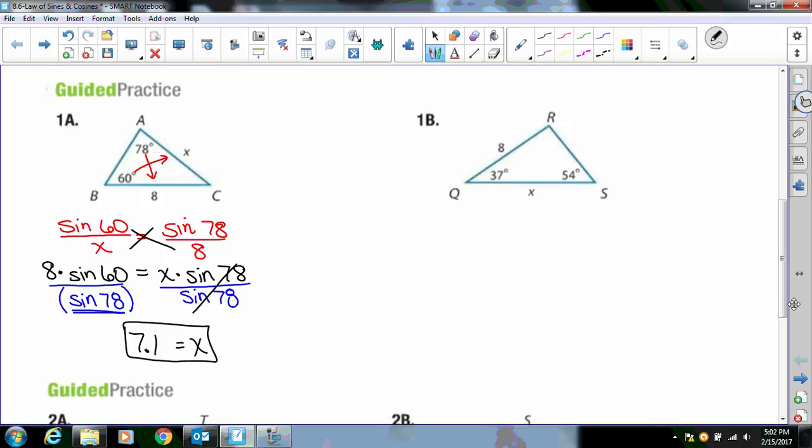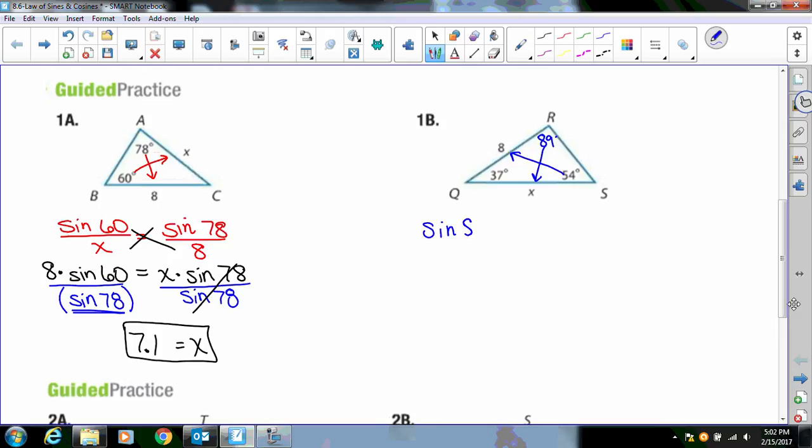Okay, the next one. If you notice, 54 and 8 go together. But the issue here on this one is that side x that we're trying to solve doesn't have an angle across from it. But we can find that angle because the three angles in a triangle add to 180. And that angle would be 89. So now we're ready to set up the law of sines.